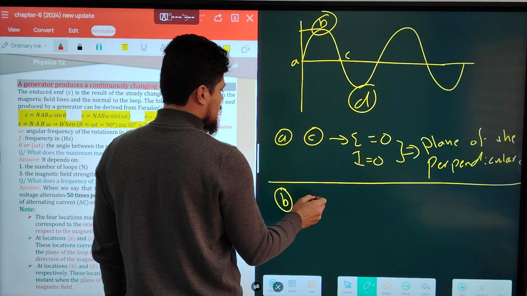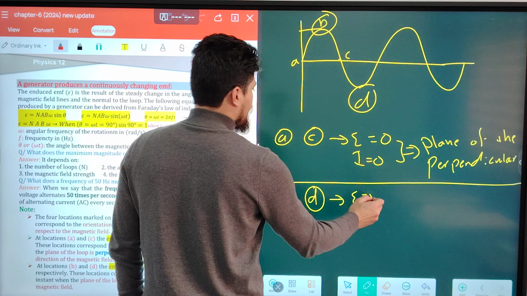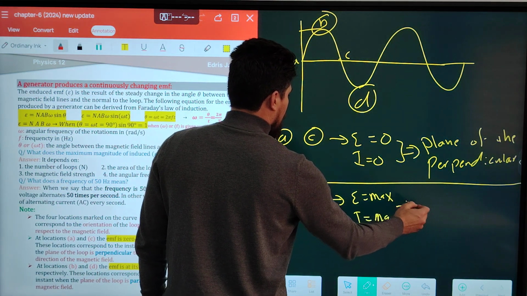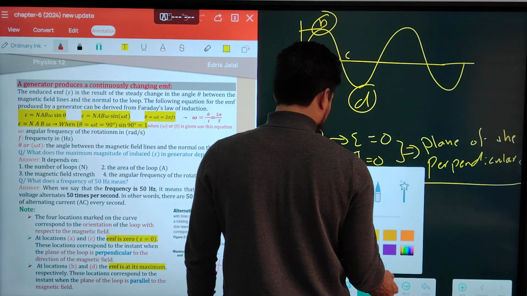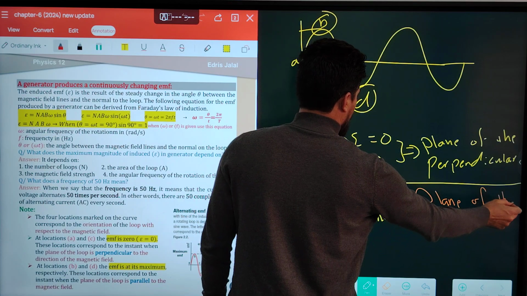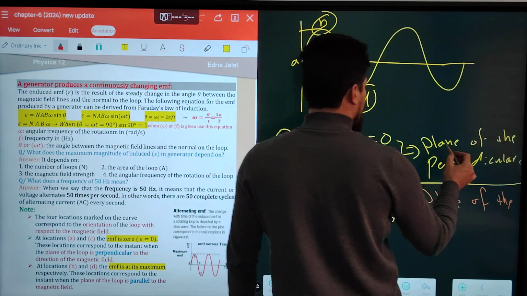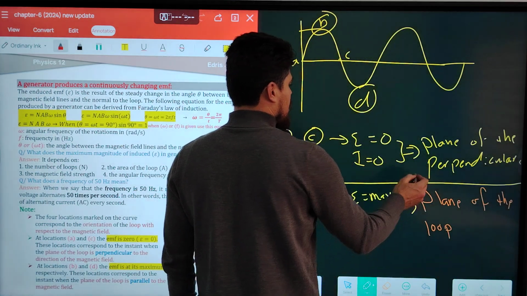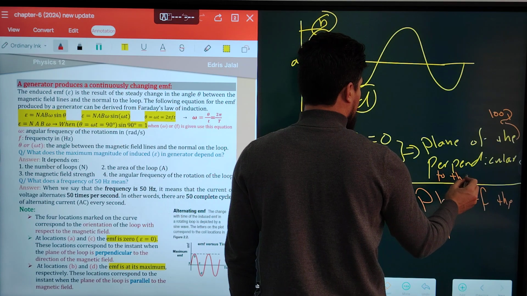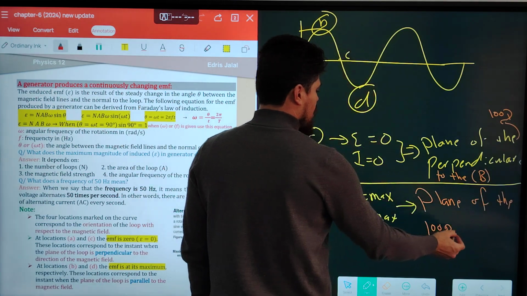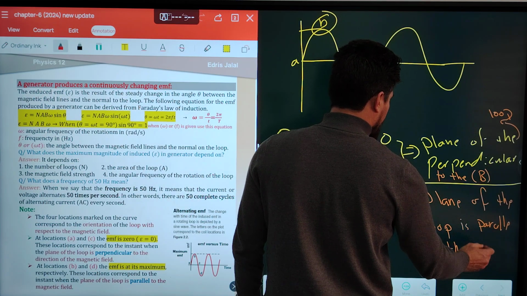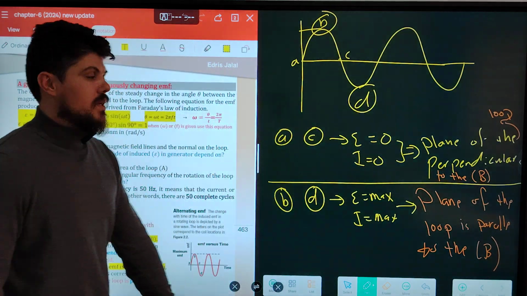At letters B and D, EMF is maximum, I is maximum. When we say plane of the loop perpendicular, perpendicular to what? To the magnetic field. But here the plane of the loop is parallel to the magnetic field. Okay?